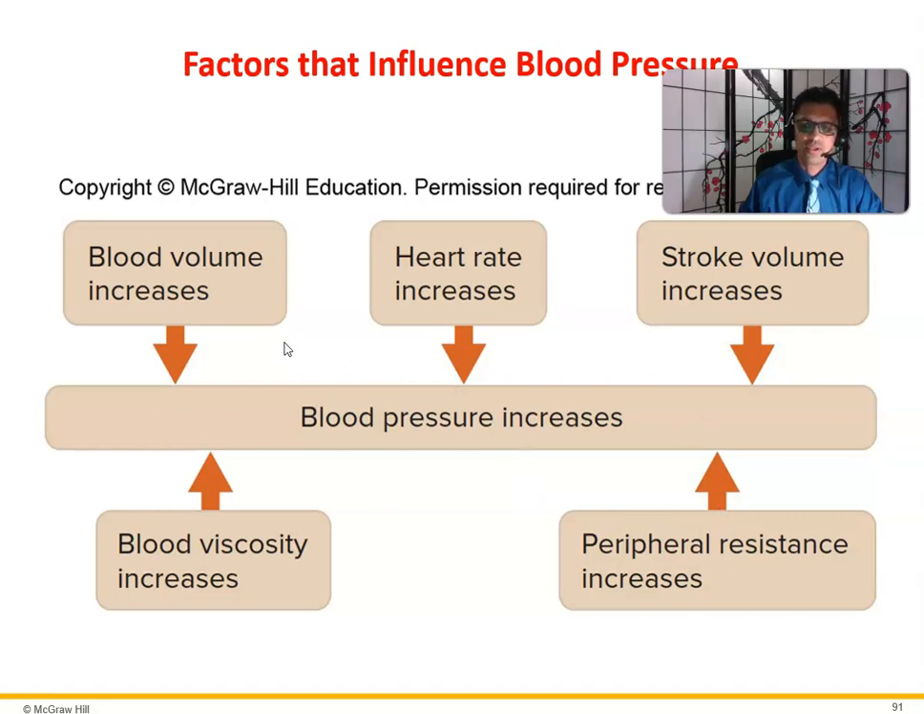So this is a good question. You can say, hey, what are all the factors that can increase my blood pressure? Blood volume, heart rate, stroke volume, peripheral resistance, and blood viscosity.